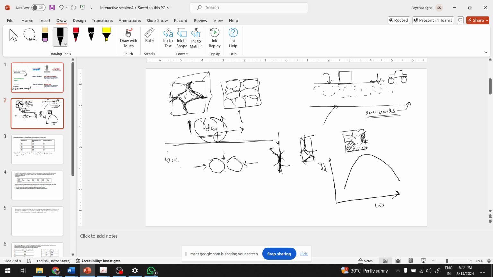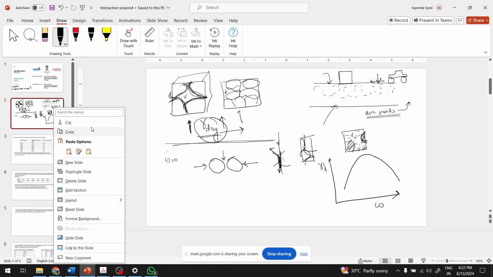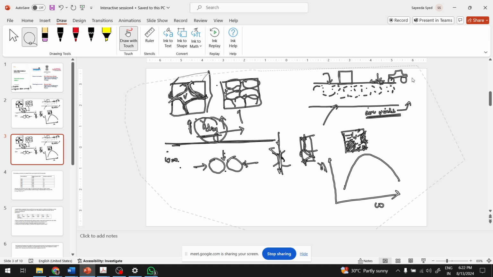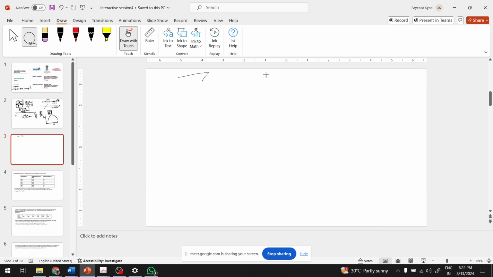So, what are our objectives when we try to study compaction? Number one is we want to know the maximum dry density of a soil sample.